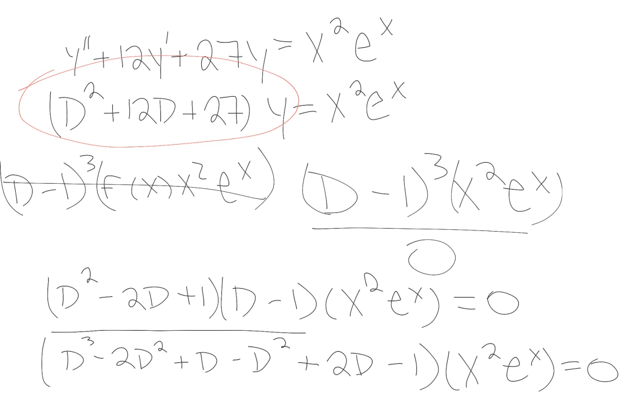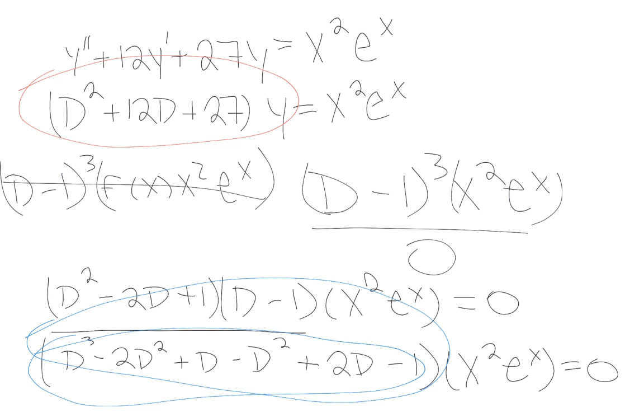So here's a little bit of clarification on the claim I made some seconds ago, that the differential operator d minus 1 quantity cubed, when applied to the function x squared e to the x, would be equal to 0. And so when I take d minus 1 quantity cubed, I get d cubed minus 2d squared plus d minus d squared plus 2d minus 1, applied to x squared e to the x, and that's all equal to 0. And I know this right here, I'll circle this in blue. This whole thing that I have circled here in blue, this right here, I know this can all be simplified.